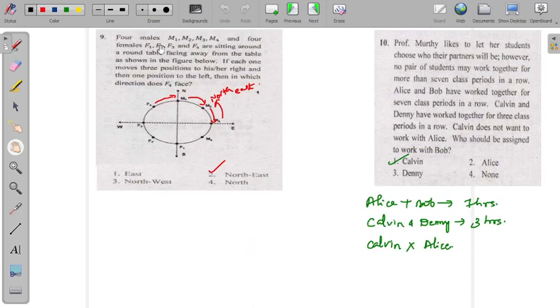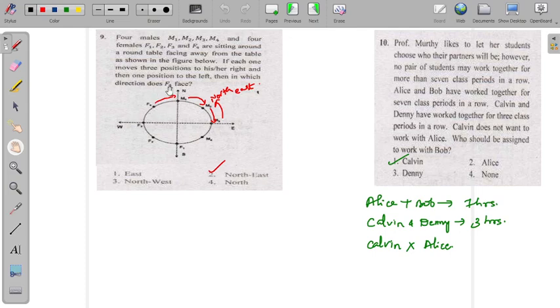Next question. 4 males M1, M2, M3, M4 and 4 females are sitting around a round table facing away from the table as shown in the figure below. If each one moves 3 positions to his or her right and then 1 position to the left, then in which direction does F4 face?